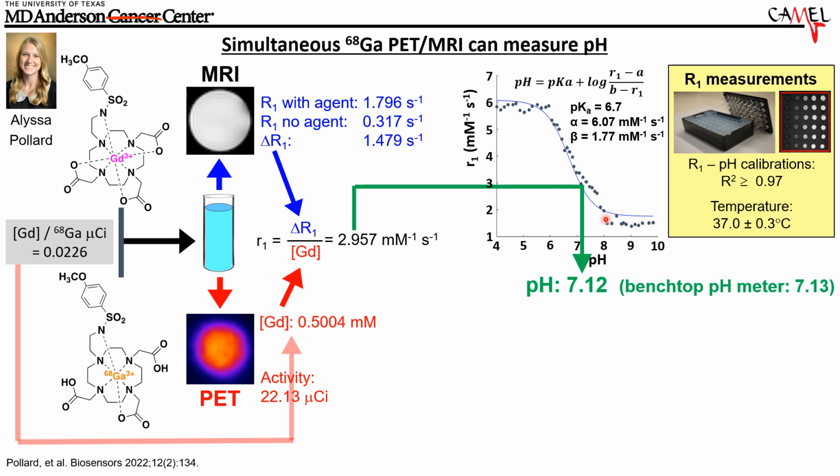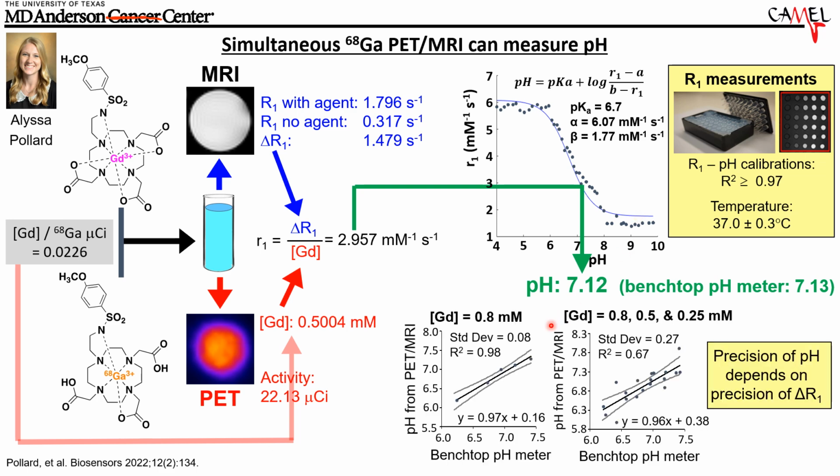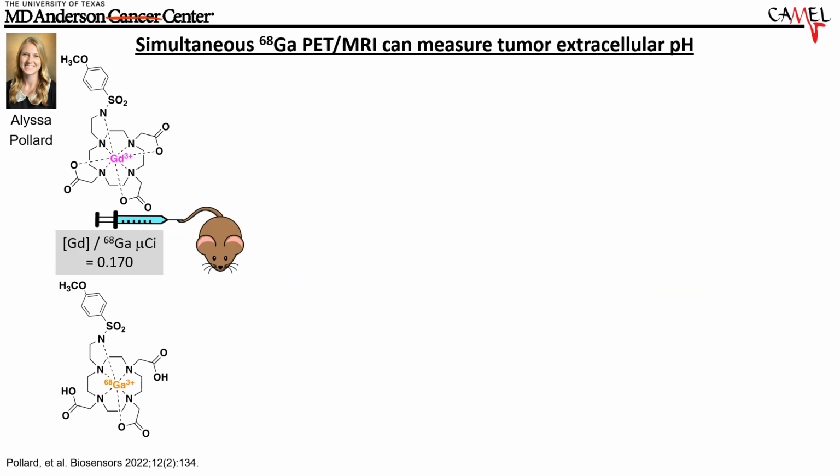agent, which is correlated to pH as shown by this sigmoidal calibration that we have reproduced from the work of Dr. Aime. Unfortunately, the error in PET MRI is largely on the MRI side. We have outstanding precision with a large amount of gadolinium agent, but less precision with less gadolinium agent, due to the MRI side of this PET MRI process.